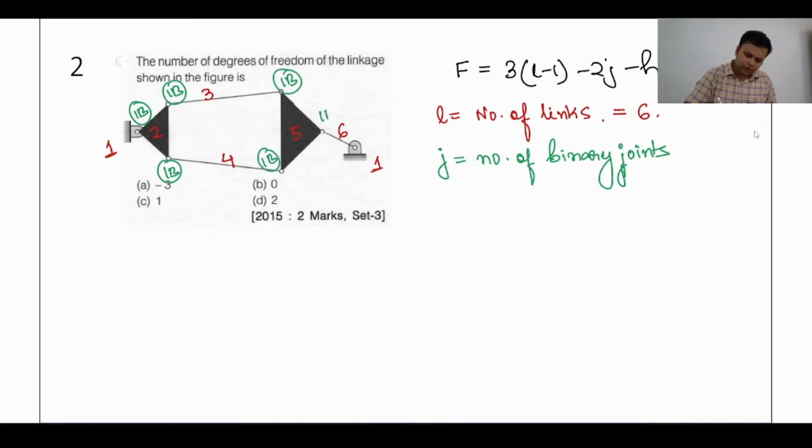This is one binary joint, and this is one binary joint. So in total, how many binary joints do you have to count? 1, 2, 3, 4, 5, 6, 7. The number of binary joints is equal to 7. What is H here? H is the number of higher pairs.